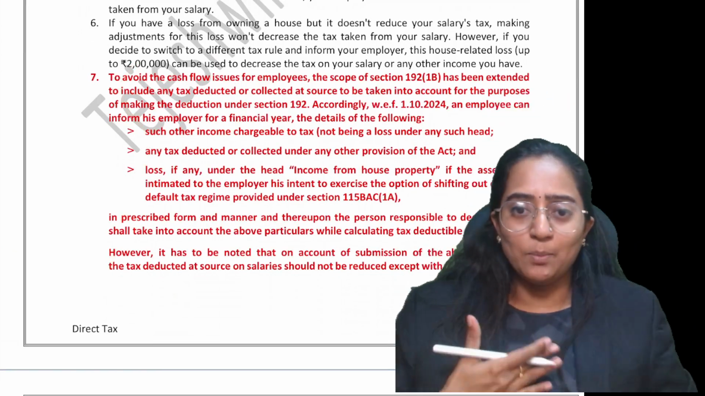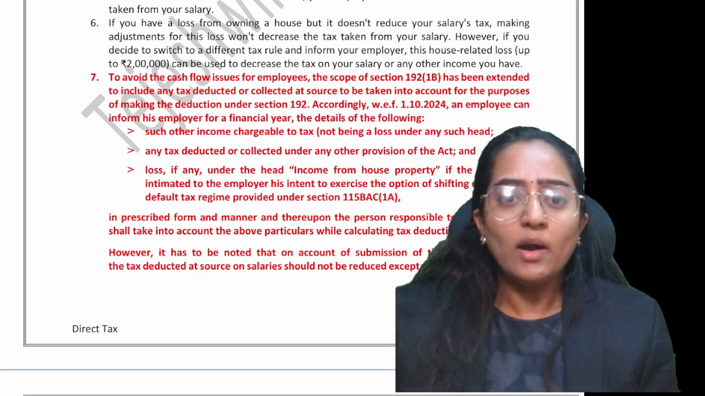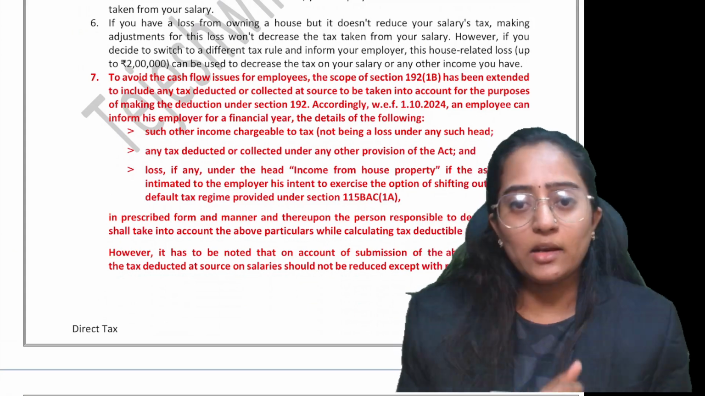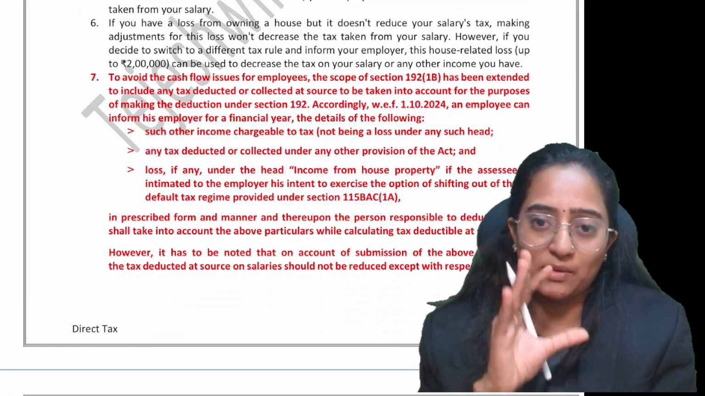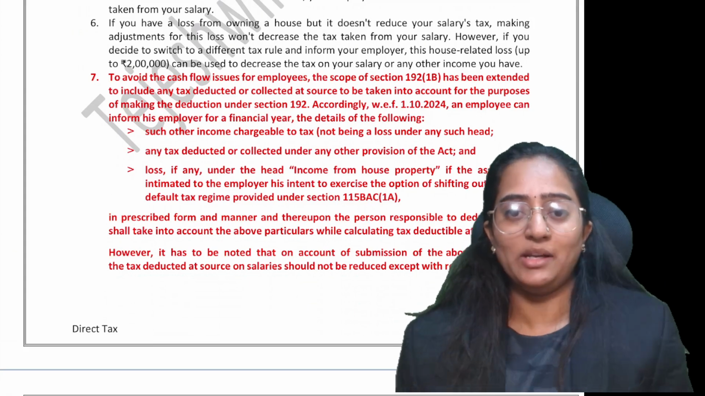See, I am an employee, you guys are rich people, you guys are the employer. Okay. Now what happened? I come and tell you, sir, for all my salary you are deducting TDS. I have some loss from income from house property. Where will I go? You are just deducting all my TDS amount.